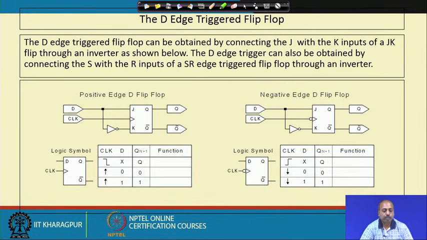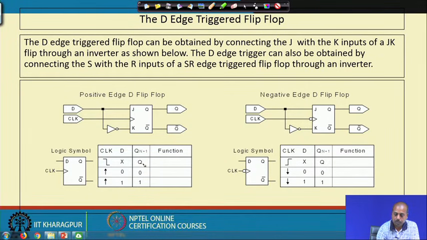It can also be obtained by connecting the S and R inputs through an inverter, and the behavior is as we have said so far: as long as the clock signal is high or low, or it makes a high to low transition, the Q value does not change. So we write it as Q n plus 1, to mean that at the n plus 1th time instant what will happen, if we are currently at the nth time instant, that is Q n.